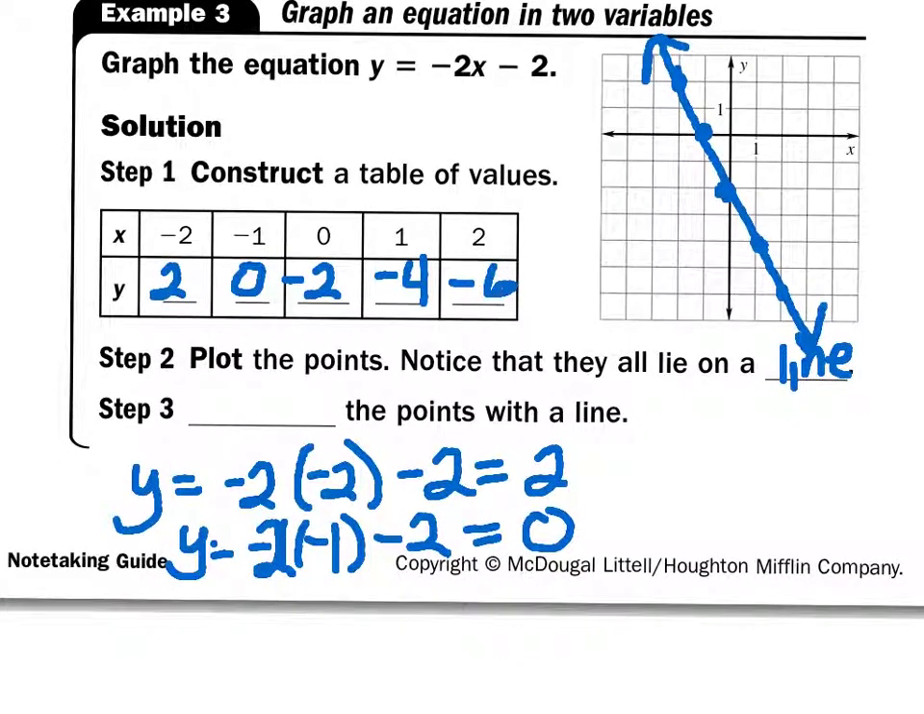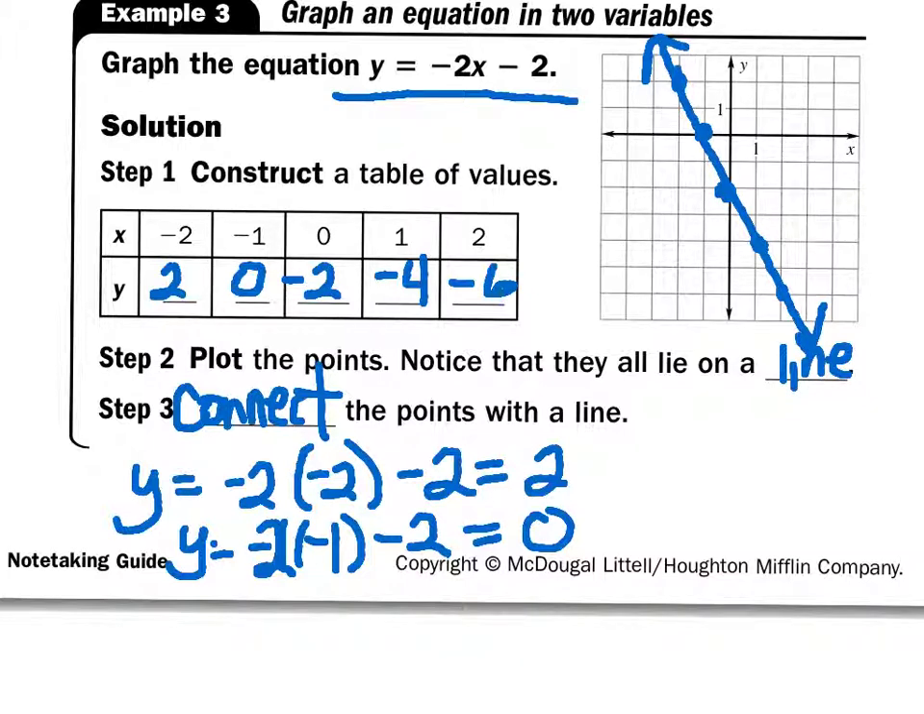And let's put this word in here, connect the points with the line. Now if they didn't make a line, then you did something mathematically wrong, because this equation with a plain y and an x that doesn't have any powers, or is not a fraction below the line or anything like that, you know this is always a line.